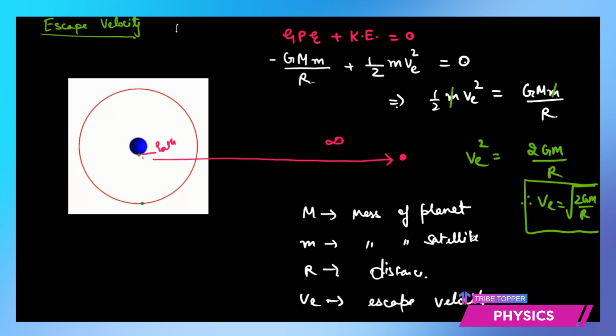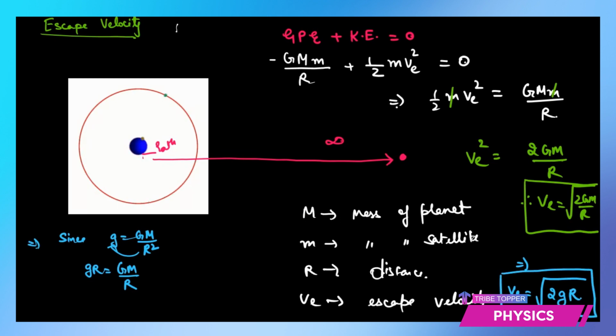We can also write it in terms of the small g, the gravitational field strength. Since small g is equal to GM by r square, if I take one r up, it becomes gr is equal to capital GM by r. So this expression can also be written as v_e is equal to square root of 2gr. So the escape velocity of any planet would depend on the gravitational field strength and the radius of that planet, the size of that planet.